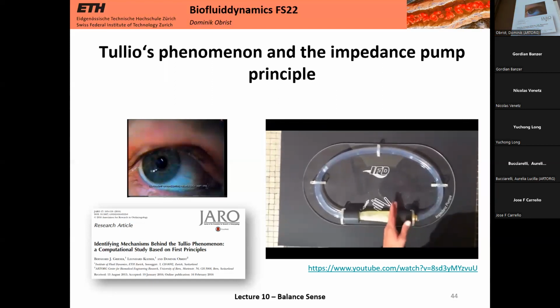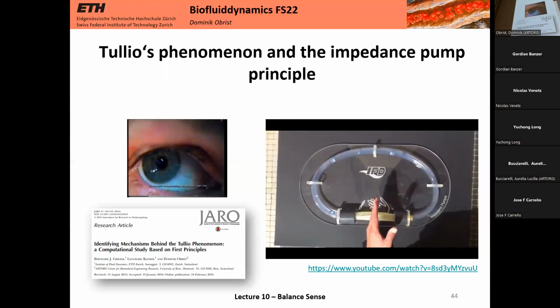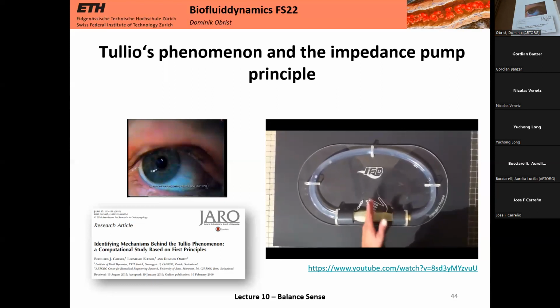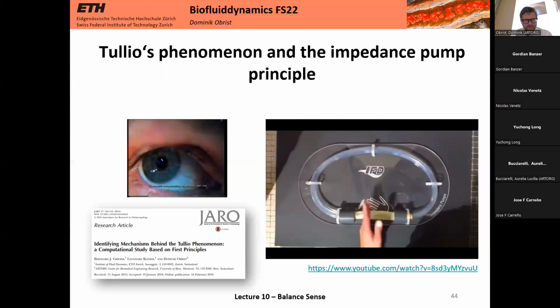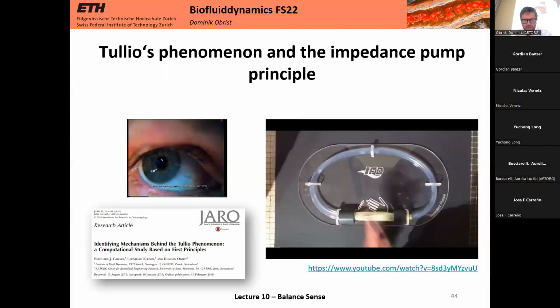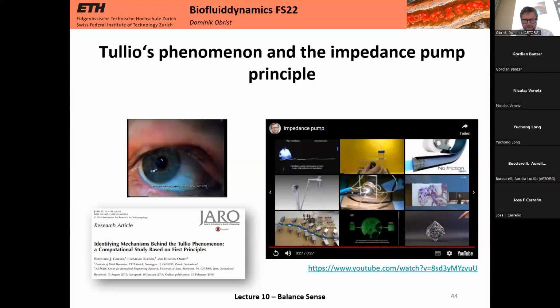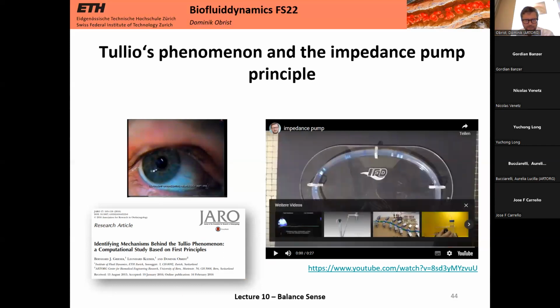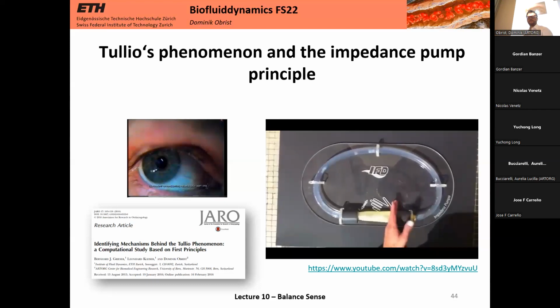So what do we see here? It's a toroidal structure. It's filled with fluid, has no valves in it. So never mind about these dark structures here. This is an open torus, except that it has a relatively stiff plastic tube here and a rather soft section here, okay?